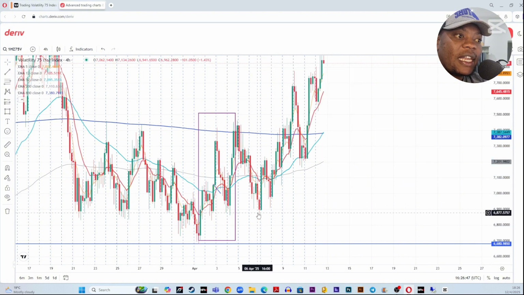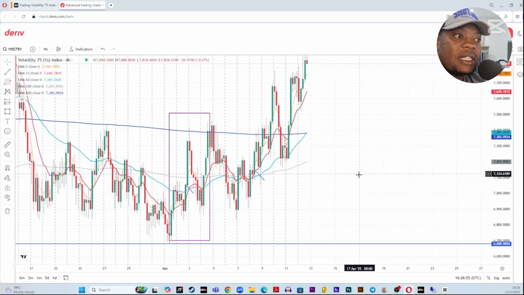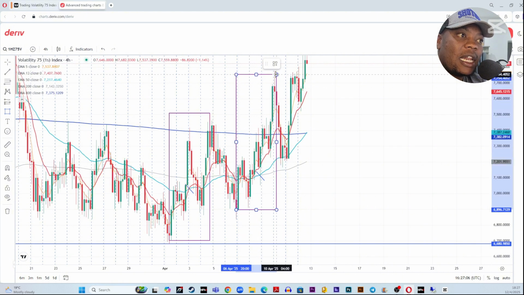Then from there, we can see that there was a 50/200 EMA cross that was issued at this particular point. So whenever there is a 50/200 EMA cross with a corresponding impulse to the upside, we actually say level 2 has been issued. Therefore, we had this as our level 2.